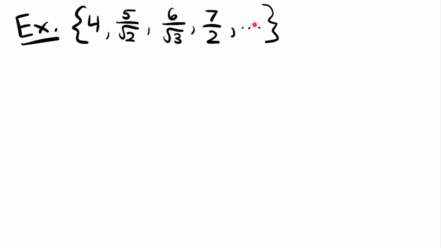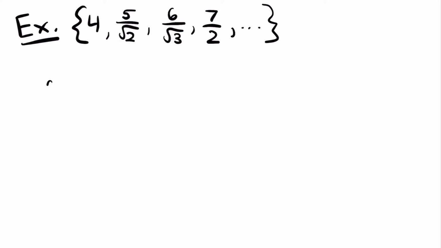So we're given this list of terms for a sequence. We have 4, and then 5 divided by the square root of 2, and then 6 divided by the square root of 3, and 7 divided by 2. And so in order to recognize a pattern here and express that with an nth term, what we should first do is just write out what each term is equal to. And so this is what I mean.